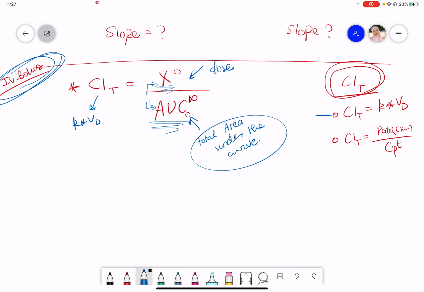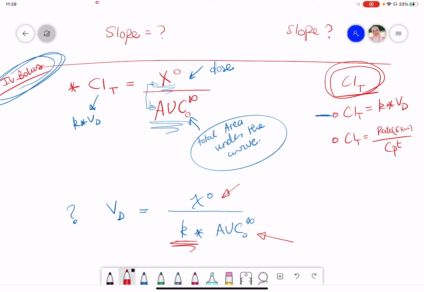We know that clearance is K multiplied by VD, right? So can we determine VD using this equation? Yes, we can, which would be equal to the dose over K multiplied by the area under the curve. This is again the dose, and this is the area under the curve. For now, just take it as it is. And K, we were determining using the slope of the model equation, depending on whatever profile you are using.